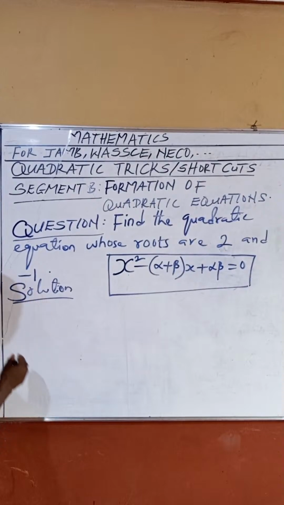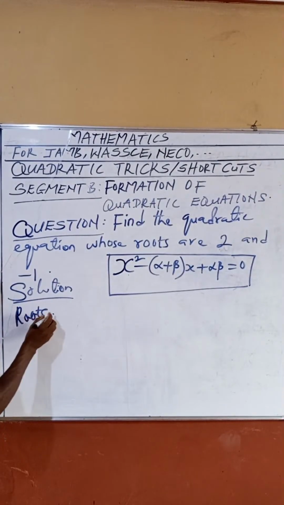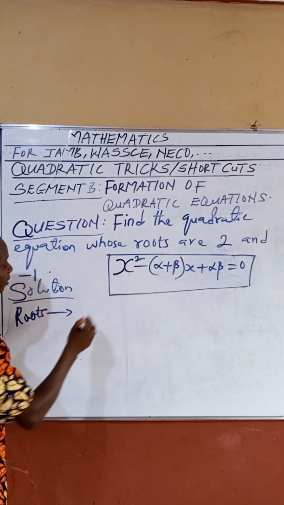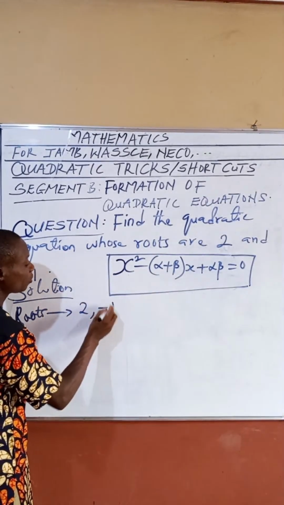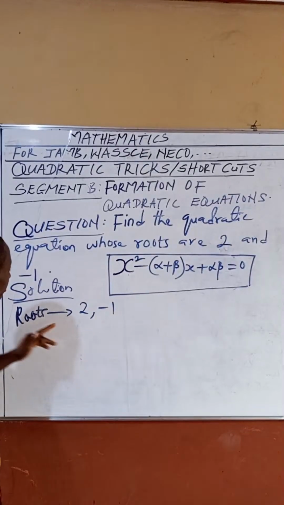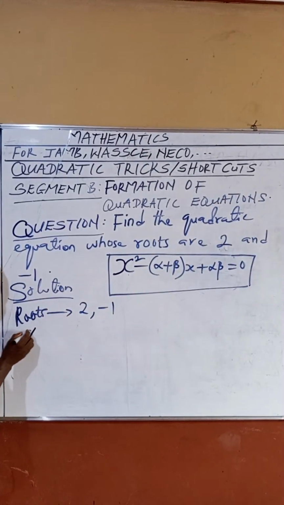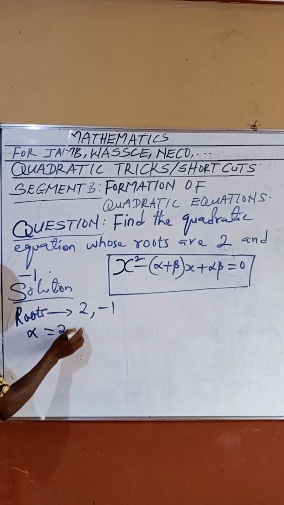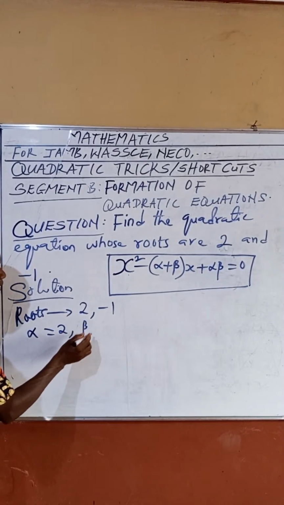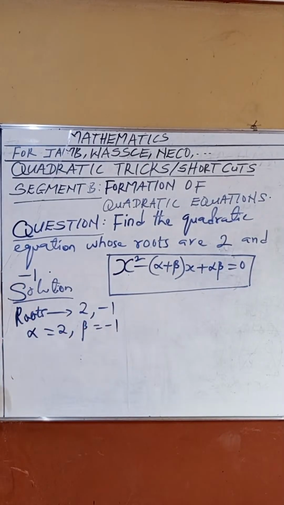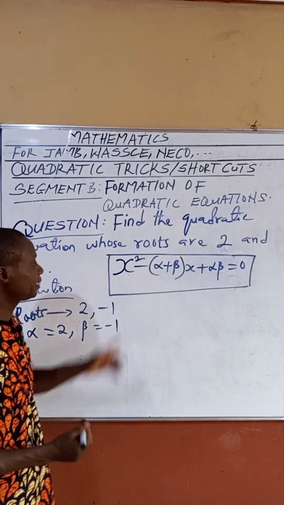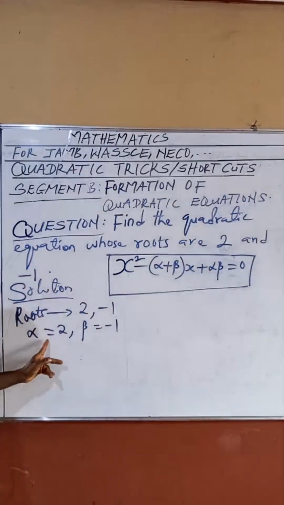So we are given the roots. What are the roots? We are given 2 and -1. So the roots are alpha and beta. Alpha is 2 and beta is -1. So we are going to write this expression and substitute this.